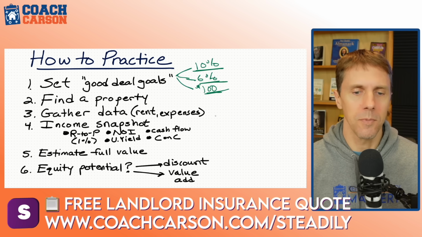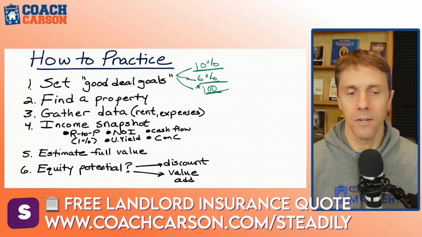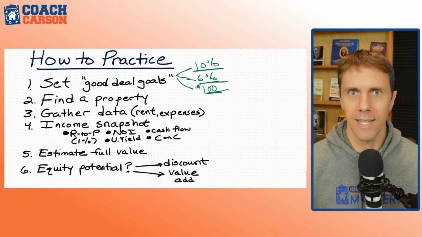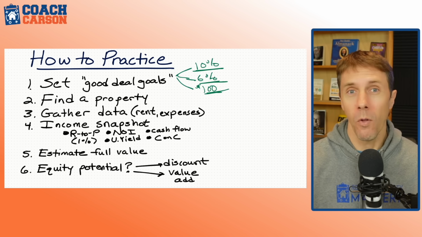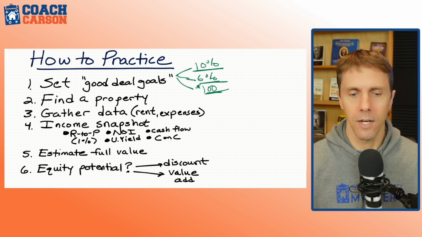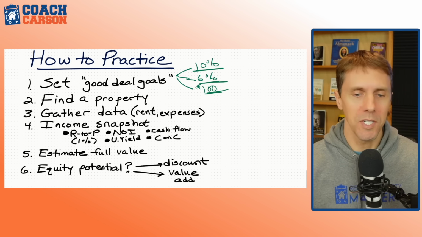And so you're going to have to gather data to figure out what the income snapshot is. And that's what I want you to do, is put a snapshot, all the things we've covered, to figure out the rent to price ratio, to figure out the net operating income, figure out the unleveraged yield, and just use a piece of paper, use a whiteboard digitally if you want to do that. Or if you want to use a spreadsheet, that's okay too.